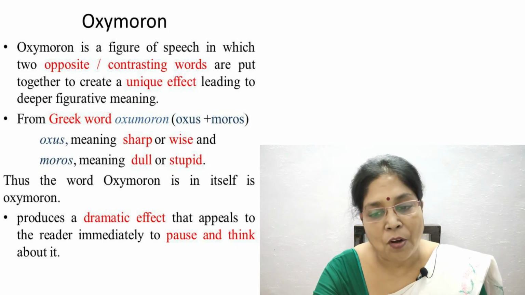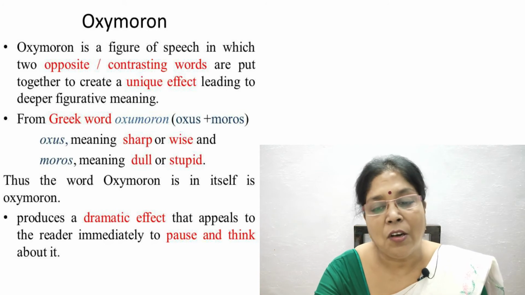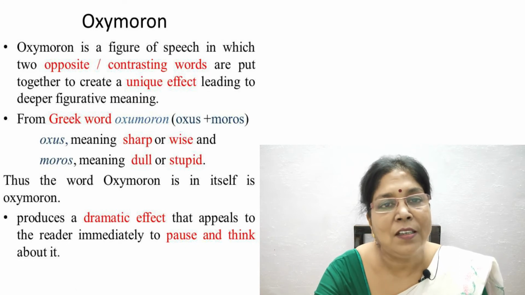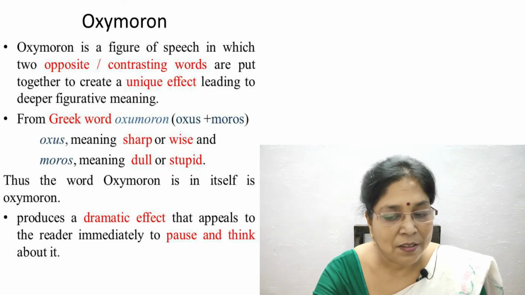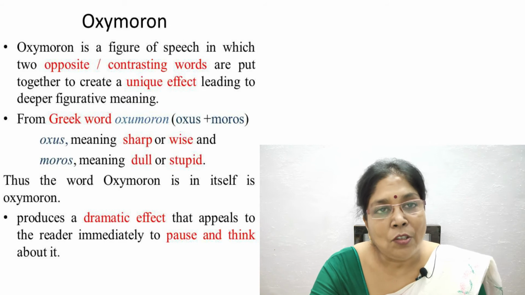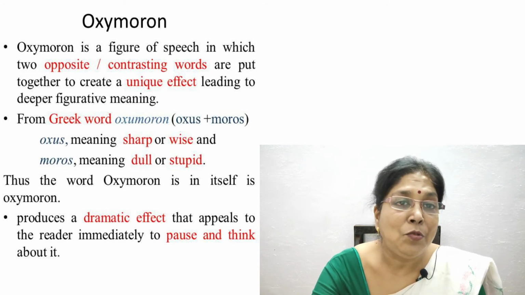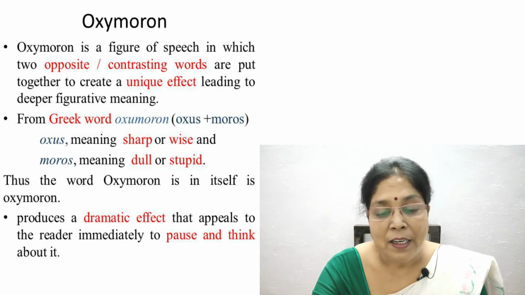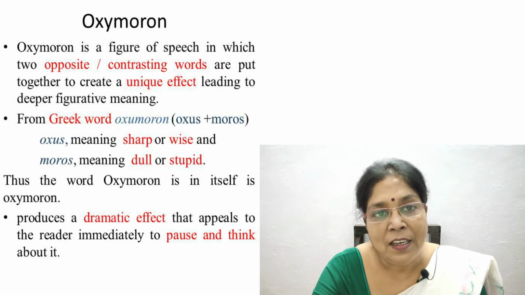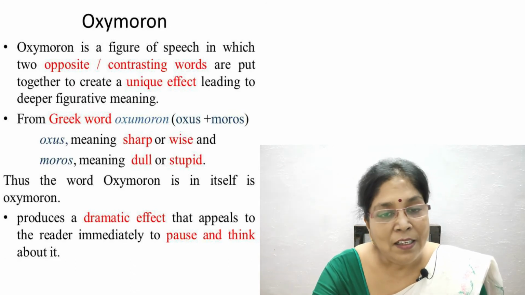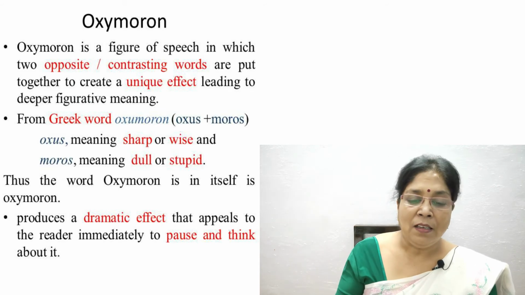The word oxymoron has a Greek root and is made up of two words, oxos and moros. Oxos means sharp or wise, moros means dull or stupid. And you see, sharp and dull are in contrast to each other, wise and stupid are also in contrast with each other. It means the word oxymoron in itself is an oxymoron. And this figure of speech produces a dramatic effect when it is used by the poet, and it appeals to the reader immediately, and he pauses and thinks about it. It compels the reader to pause and think.